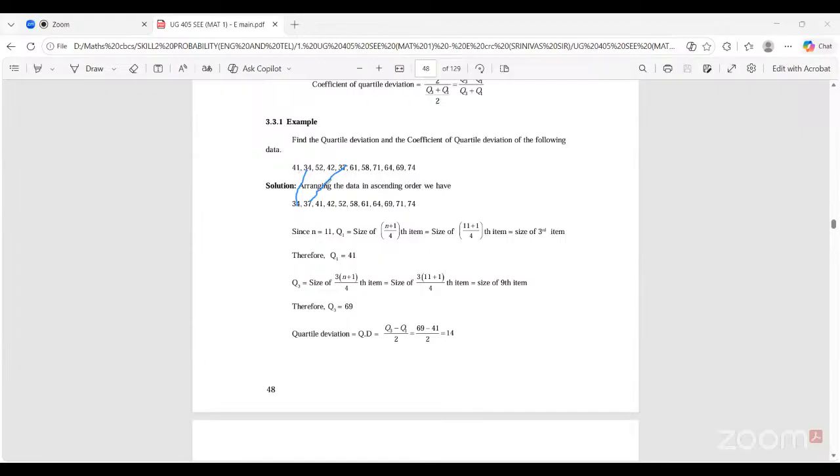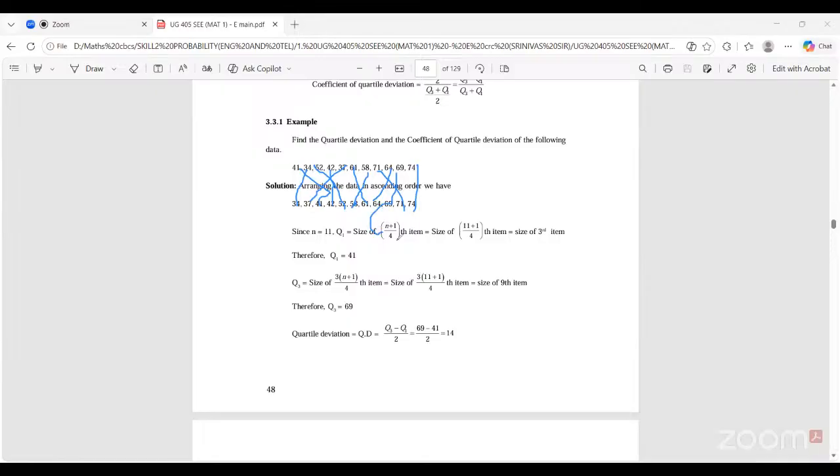34, 37, 41, 42, 52, 58, 61, 64, 69, 71, 74. I have written this in ascending order. So total size: 1, 2, 3, 4, 5, 6, 7, 8, 9, 10, 11.